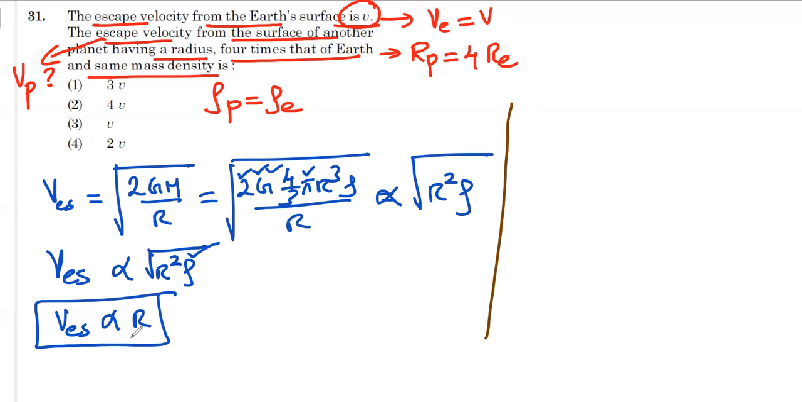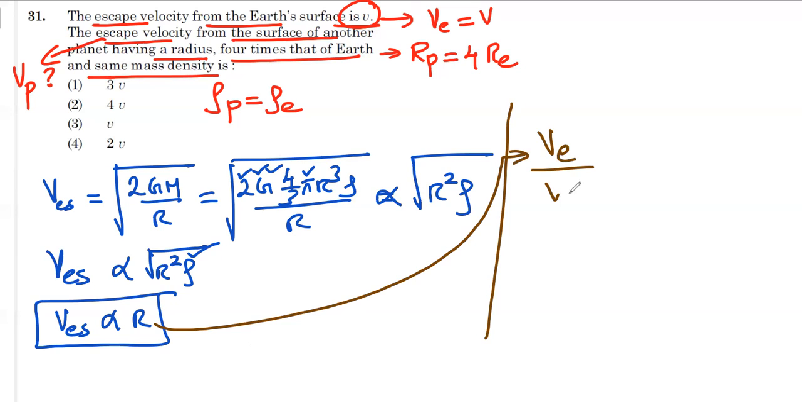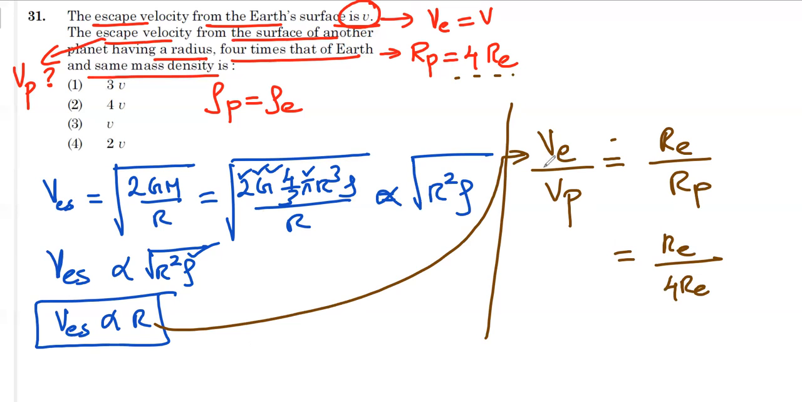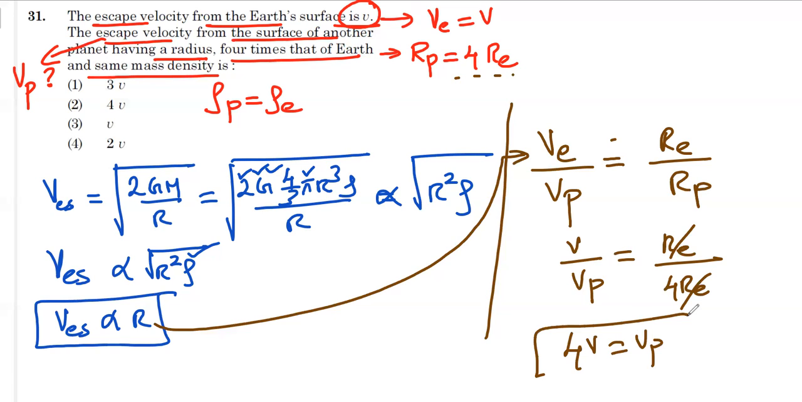This is the general approach. And whenever you take a proportionality, you have to divide to solve. So this is v escape of Earth by v escape of planet is equal to r of Earth by r of planet. The r of planet they have given as 4 times the radius of Earth. Taking r e, v e is v, and vp is what I'm supposed to find. So cross multiply: 4v is equal to vp.